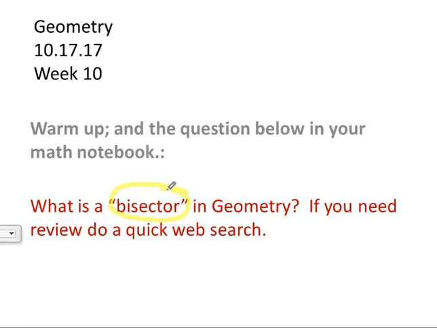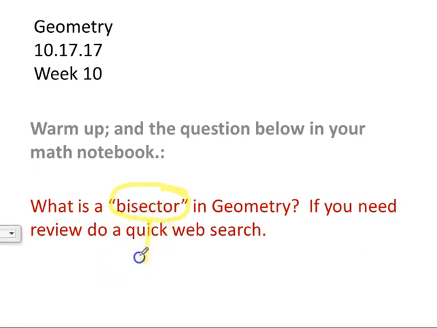You've got the World Wide Web available at your fingertips. So if you need a reminder, take a moment and type it in to do a quick web search. So go ahead and do that now. Go ahead and click pause and write your thoughts down in your math notebook, and then when you're done, go ahead and click play.